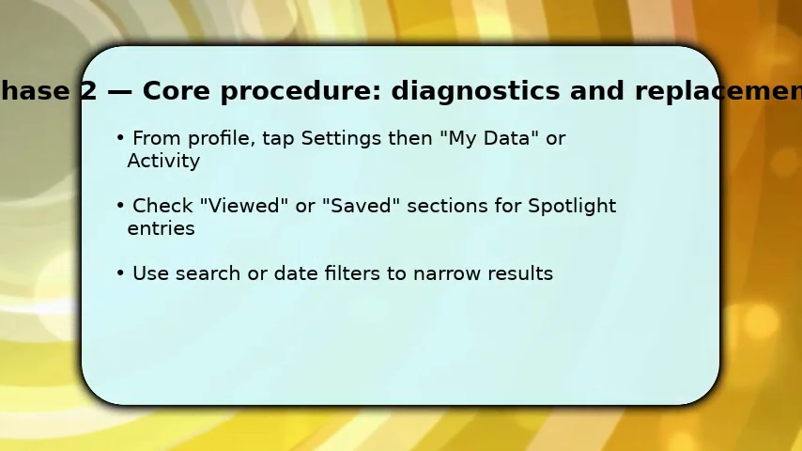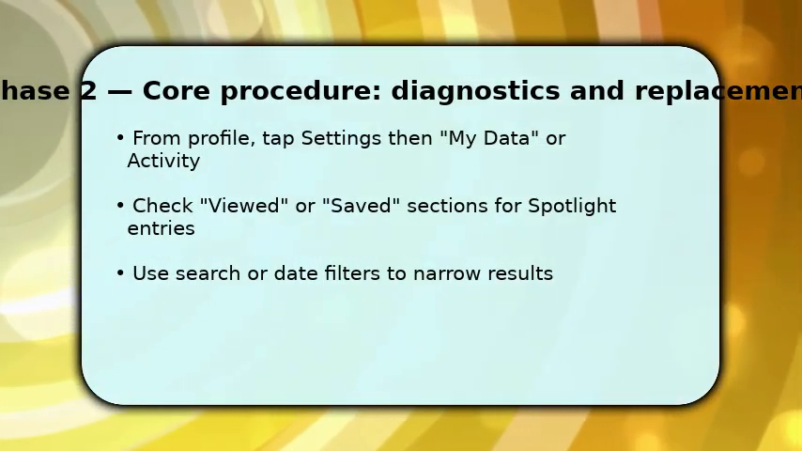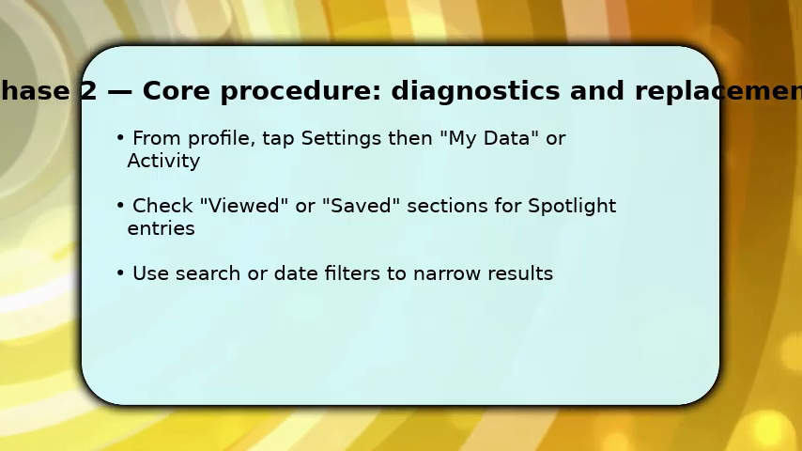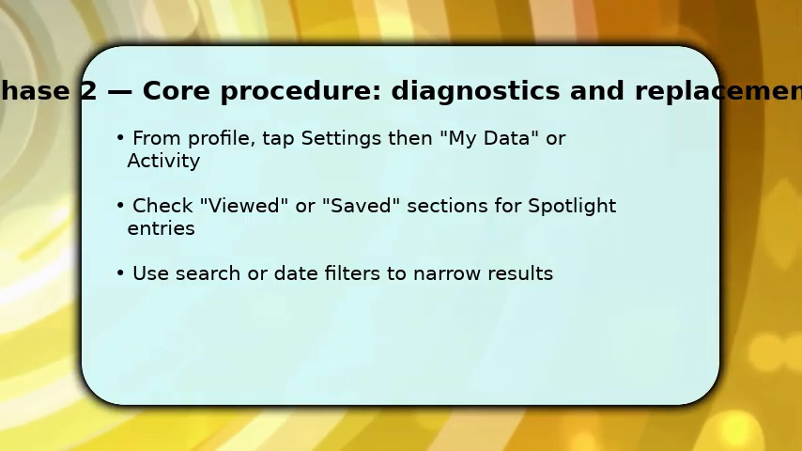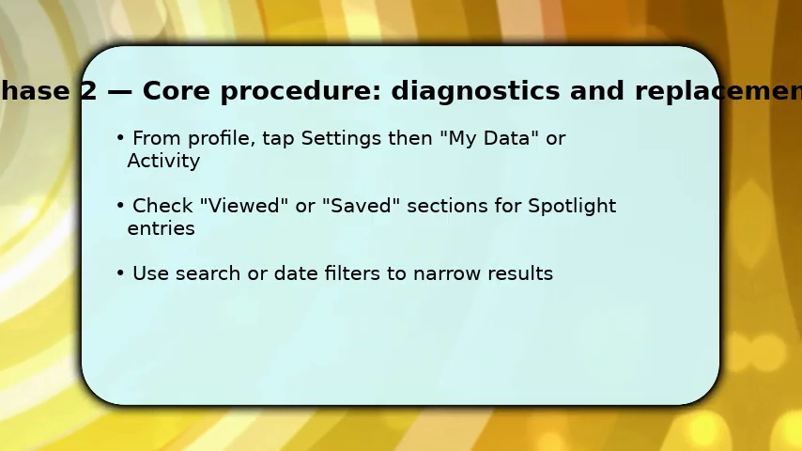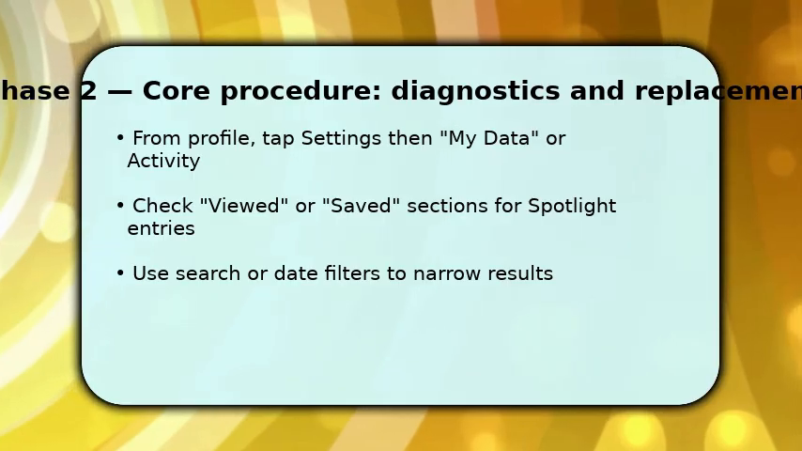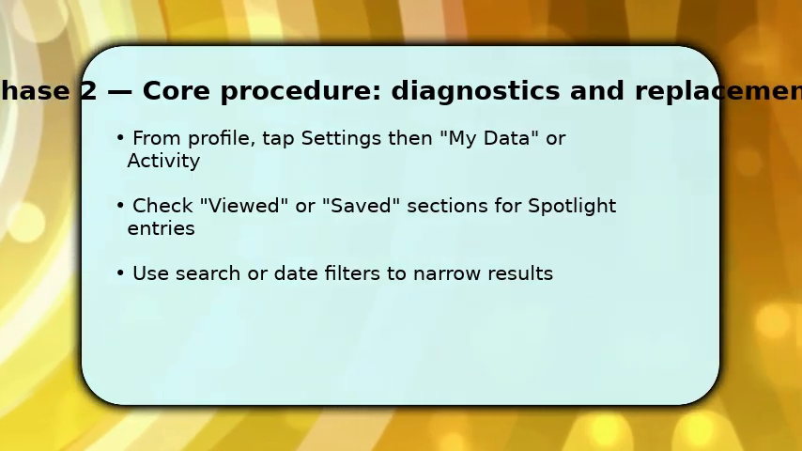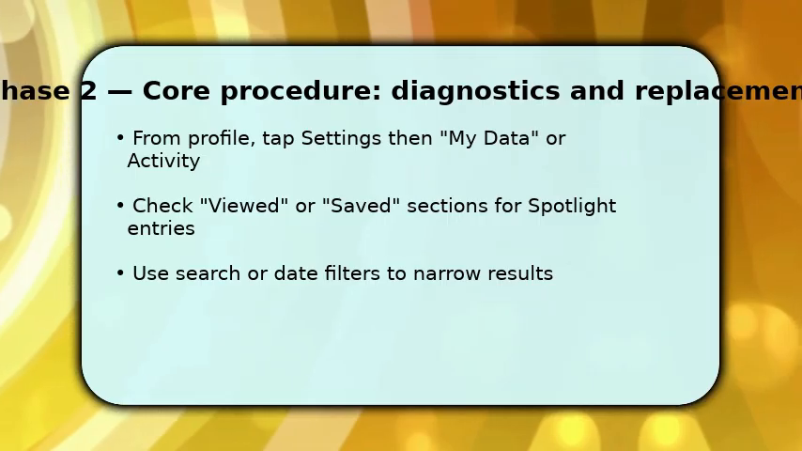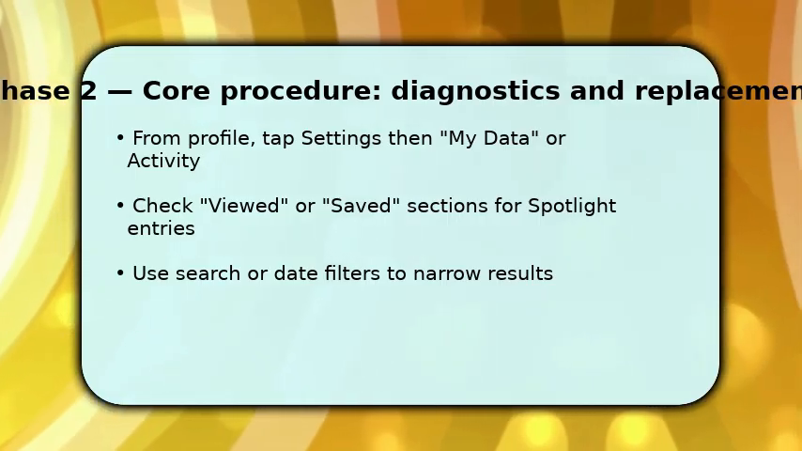Once you're in settings, go to My Data or the Activity section. Snapchat moves names occasionally, so scan for viewed or saved content. You'll see lists categorized by type. Focus on Spotlight or Snap's related entries to isolate short videos. Make sure to use built-in search or date filters to quickly jump to the time frame you care about.